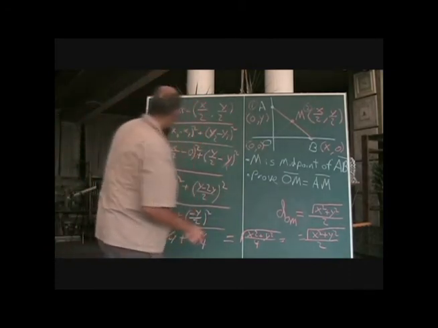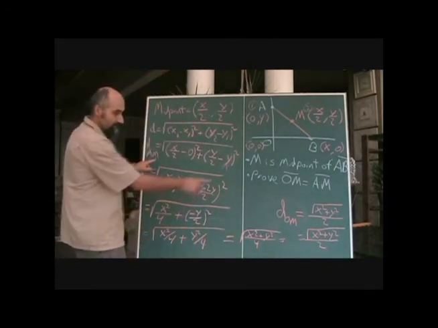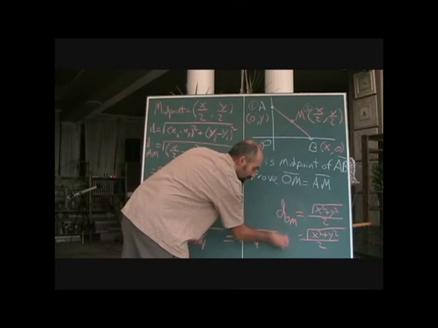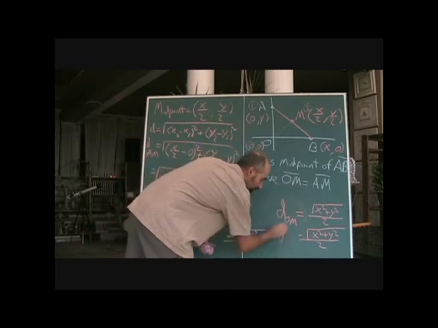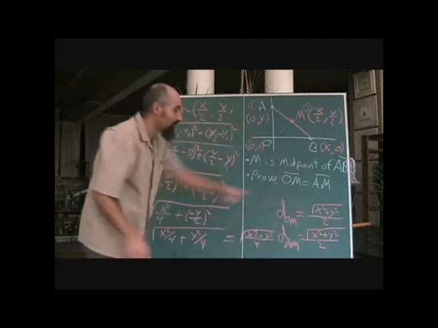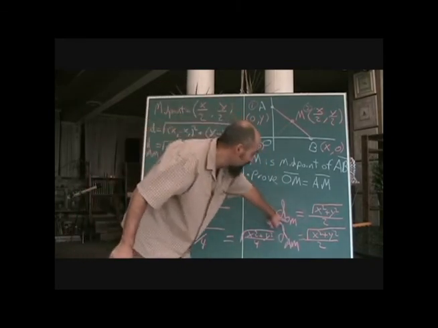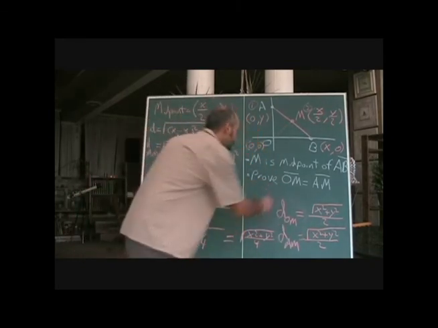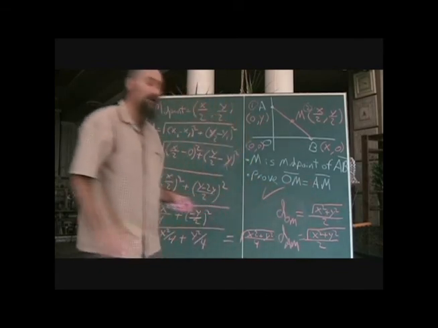We're on the board. So the distance of AM is equal to the square root of x squared plus y squared over 2, which is the distance of OM. So we just went ahead and proved this guy.